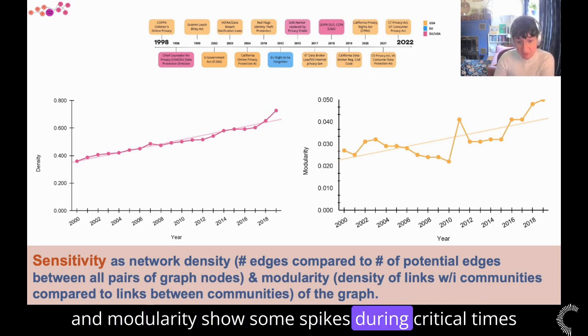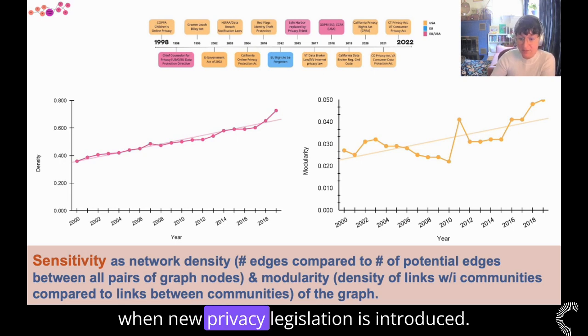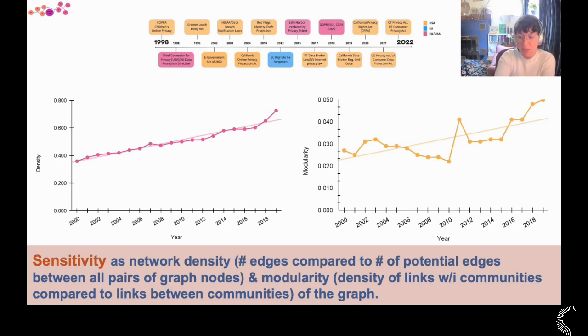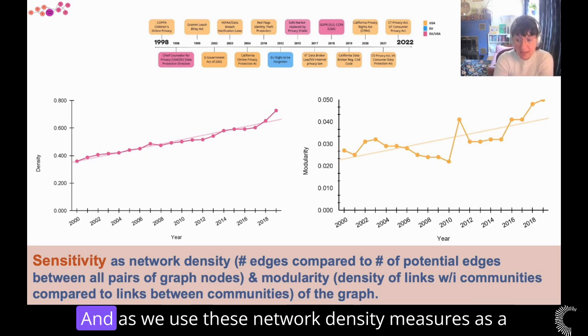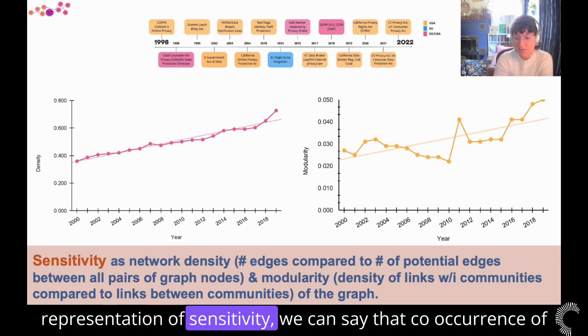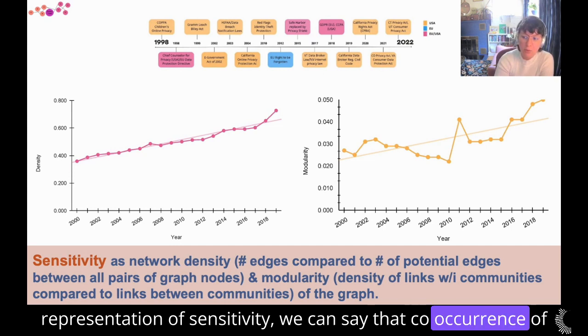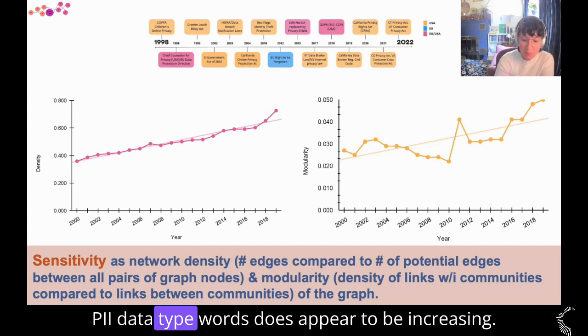So what we see is that density in the network rises over time, and that density and modularity show some spikes during critical times when new privacy legislation is introduced. And as we use these network density measures as a representation of sensitivity, we can say that co-occurrence of PII data type words does appear to be increasing.